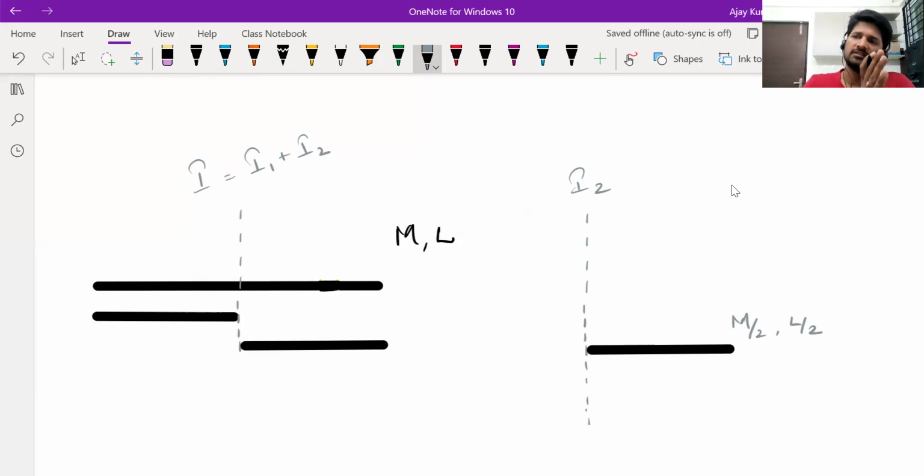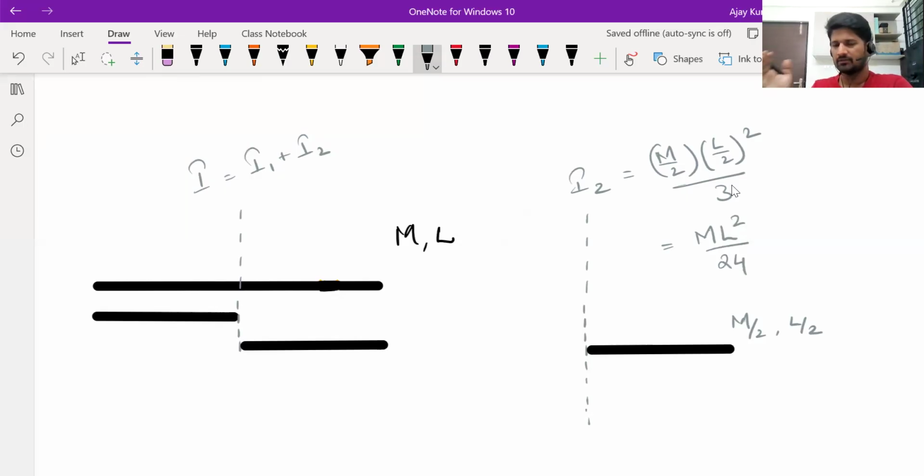Generally, when the axis passes through the end of the rod and is perpendicular, the formula for moment of inertia is ML square by 3. That's the first formula we derived today. Here we'll have to put mass as M by 2, length as L by 2, square it, divided by 3. That rod's mass and that rod's length we have to substitute. This becomes M by 2 into L square by 4 whole divided by 3. 2 into 4 is 8, 8 and 3 is 24. So this becomes ML square by 24. So for the right half of the rod, the moment of inertia is ML square by 24.